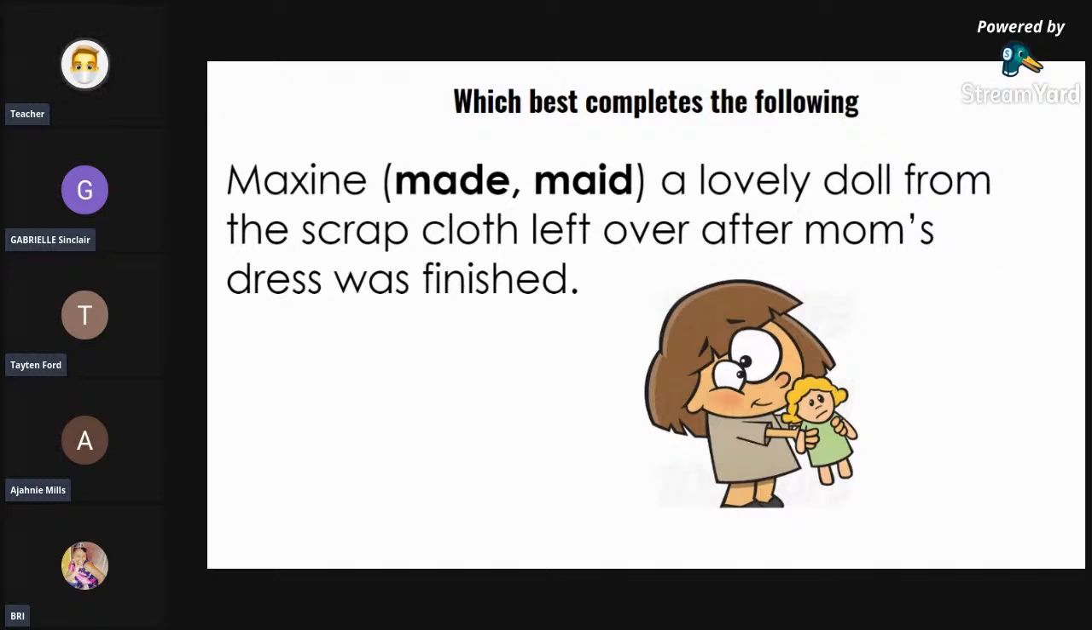Now we need a girl for this one because this one is kind of more girly. Gabriel, can you join us for this one now? Is Gabby there? Not hearing Gabby. Gabby? Yes, sir. Okay, this one is yours. Read this one for us. Give us an answer. Maxine made a lovely doll from the scrap clothes left after mom's dress was finished.